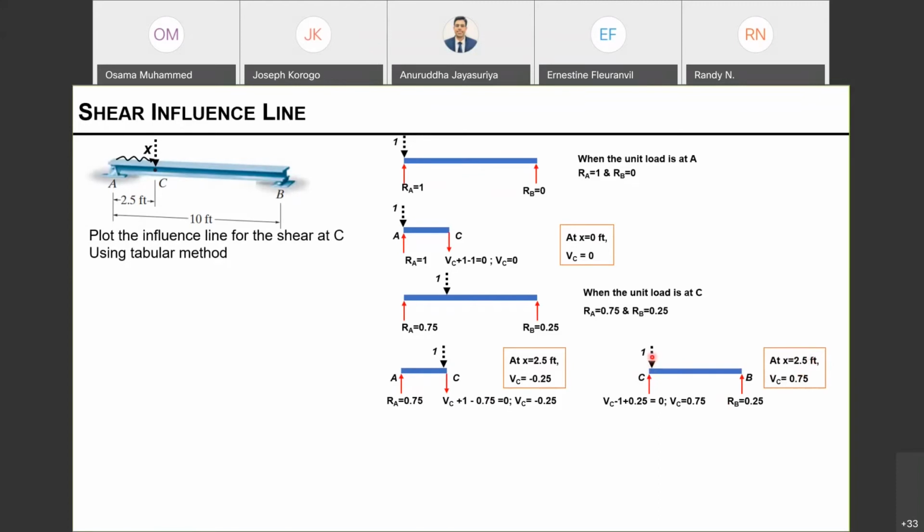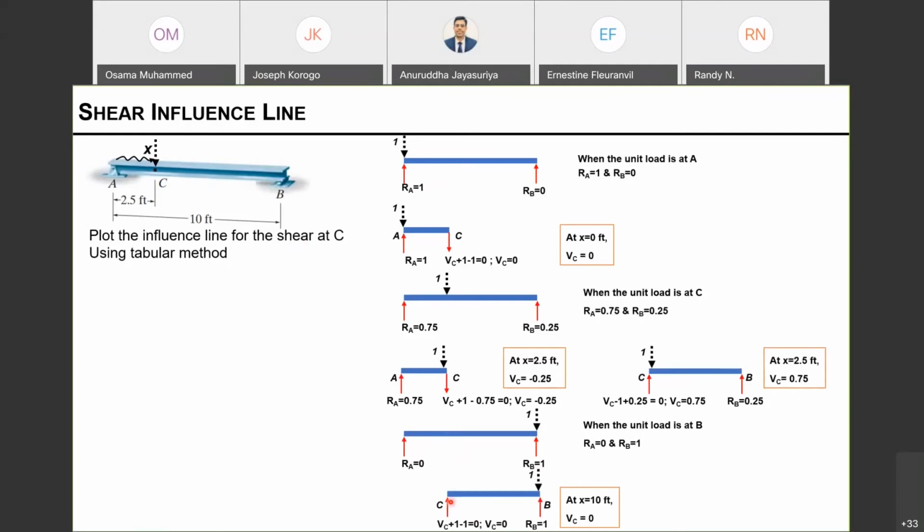Now my load is at C. Now I'm going further along the beam, all the way up to B. When I reach B, the unit load is at B. Therefore, my reaction is going to be 1 at the B support, and at A, my reaction is 0. Again, we will cut, because we are still interested in the influence of the shear at point C, somewhere here. So to do that, we will cut it at C.